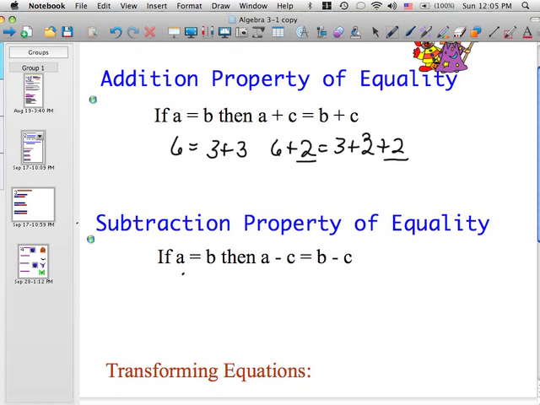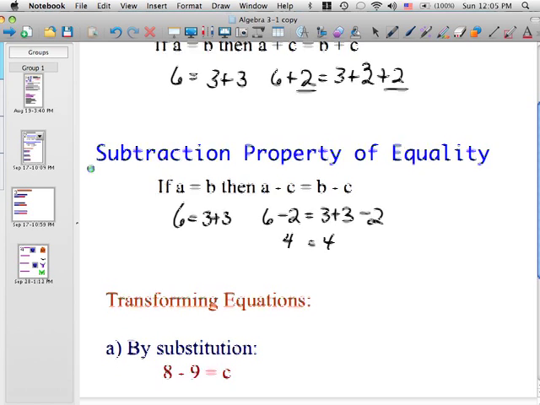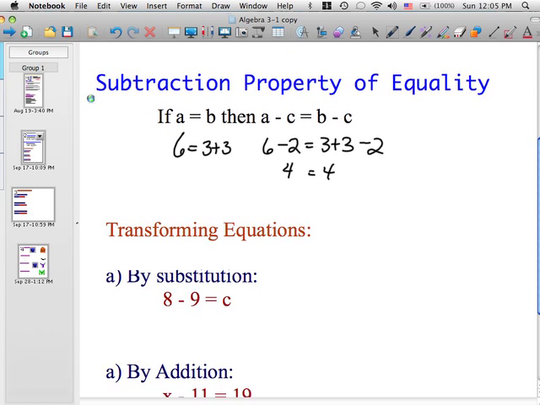So if I have 6 equals 3 plus 3, and I subtract the same thing from both sides, 6 minus 2 is equivalent to 3 plus 3 minus 2. So I get 4 equals 4. So as long as I add or subtract the same thing from both sides, I still have an equation. We're going to use transformations to solve equations.